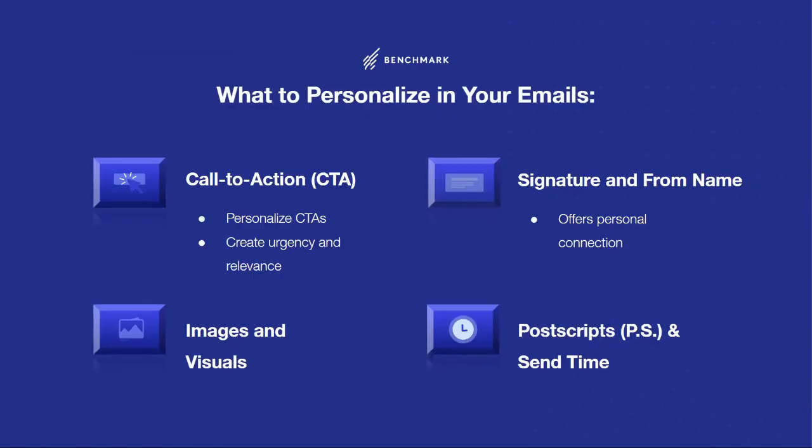showing products that the recipient has viewed or similar items. You can even use technology to adapt the visuals in the email based on real-time data, such as weather conditions or local events relevant to the recipient's location. That latter example is probably more applied towards people within the hospitality or events industry, but that's just an example. And then there's the signature and from name.